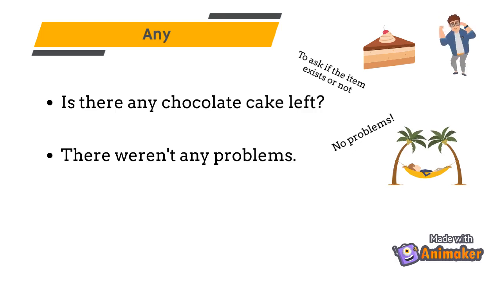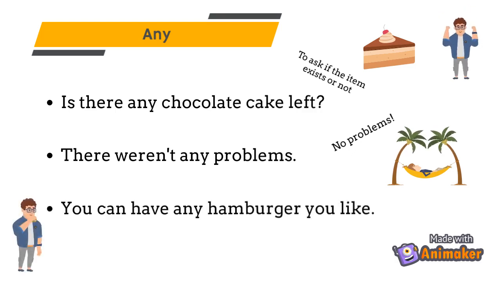Here's another example. You can have any hamburger you like. In this example, we use any with the countable noun hamburger to say that it is not important which specific hamburger we are referring to.